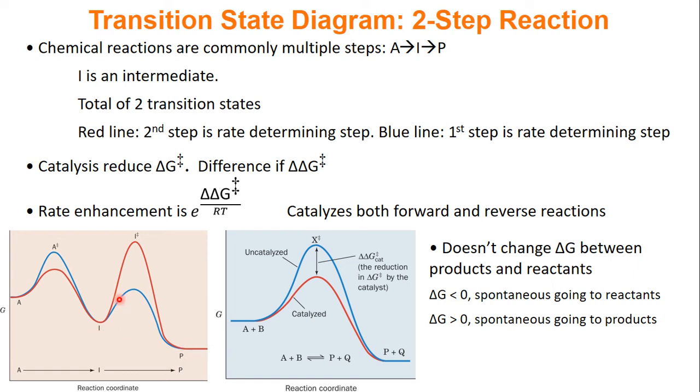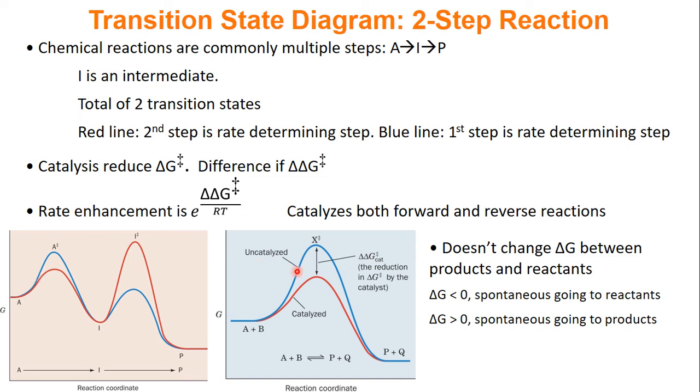Now, based on which transition state is higher in energy, that transition will be your rate determining step. If we look at the red line, the distance from A to A double dagger is small compared to I to I double dagger. So here the red line is showing that the second step is rate determining. While in the blue line, the distance from A to A double dagger is bigger than from I to I double dagger. So A is now the rate determining step in the blue line.